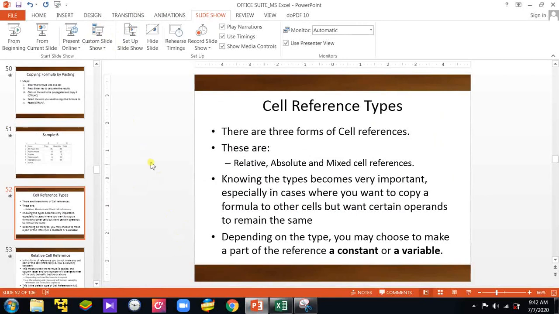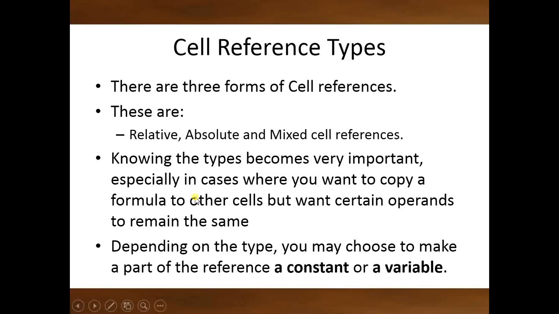We have been mentioning cell references. At this point, we come to the concept of the types of cell references. So here we have different types of cell references, and we have 3 of them. The 3 types are named as relative cell reference, absolute cell reference, and mixed cell reference.